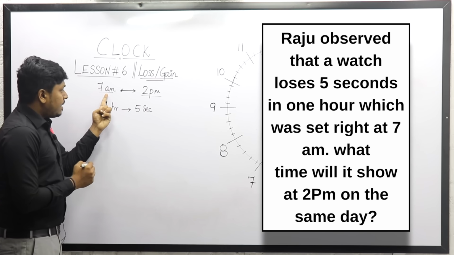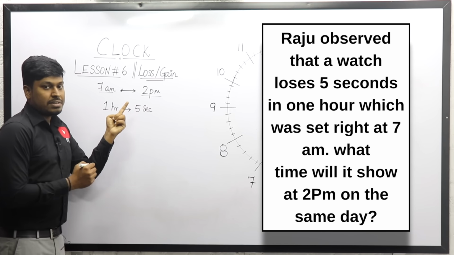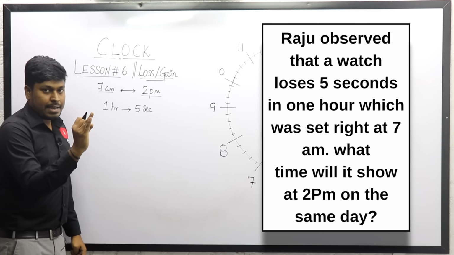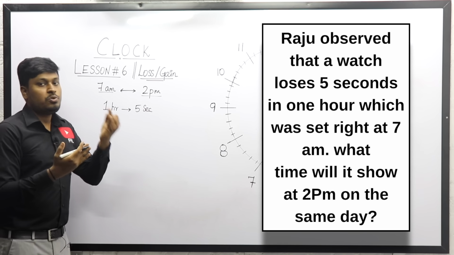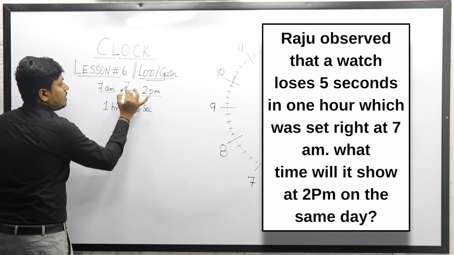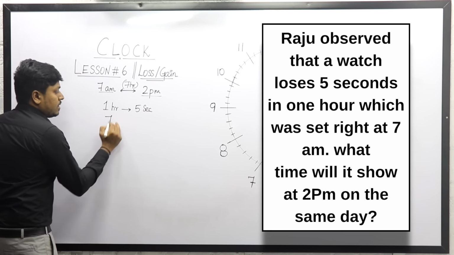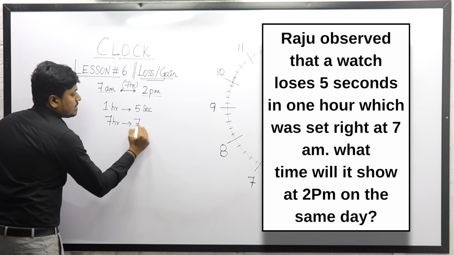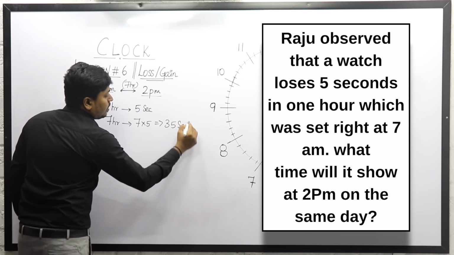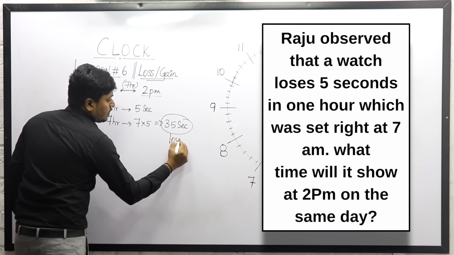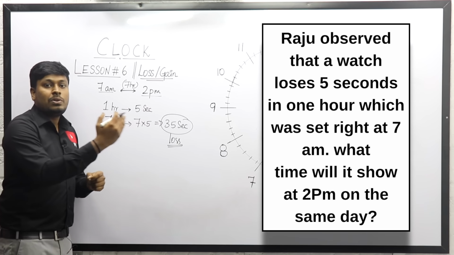So 7 a.m. will be morning, 2 p.m. will be afternoon. From 7 a.m. to 2 p.m., what is the difference? 8 a.m., 9 a.m., 10 a.m., 11 a.m., 12 p.m., 1 p.m., 2 p.m. So the total difference will be 7 hours. For 1 hour the clock loses 5 seconds, so for 7 hours it will be 7 into 5 equals 35 seconds the clock loses. Got it? The clock is lagging 35 seconds compared to the right time.